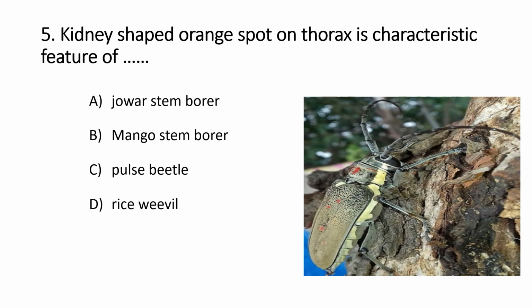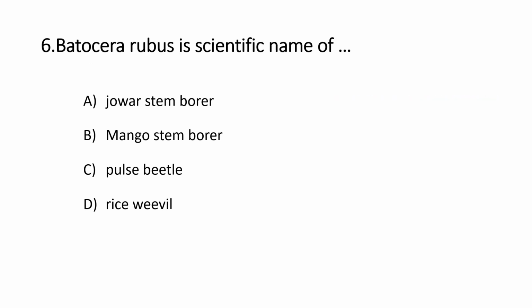Then, kidney-shaped orange spot on thorax is the characteristic feature of. See this picture. See this image. Here, the kidney-shaped orange spot on the thorax is the characteristic feature of. See this is the mango stem borer, which attacks on mango plant, bore the mango plants. And the options are Java stem borer, then mango stem borer, pulse beetle and rice weevil. So correct option is mango stem borer.